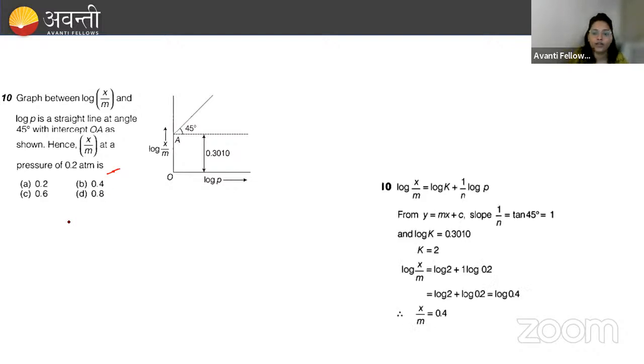सो यहाँ पे वी नो द इक्वेशन लॉग ऑफ एक्स बाय एम इज इक्वल टू लॉग के 1 बाय एन लॉग पी. फ्रॉम दिस इक्वेशन वी नो द ग्राफ इक्वेशन mx प्लस c. m का वैल्यू कितना है हमारा? 1 बाय एन, दैट इज स्लोप. एंड c? 45, दैट इज tan 45, that is 1. एंड k का वैल्यू हम लोगों को दिया हुआ है यहाँ पे देखिए 0.3010. सो फ्रॉम दैट log k का वैल्यू दिया है, वी कैन फाइंड आउट k का वैल्यू दैट इज 2.